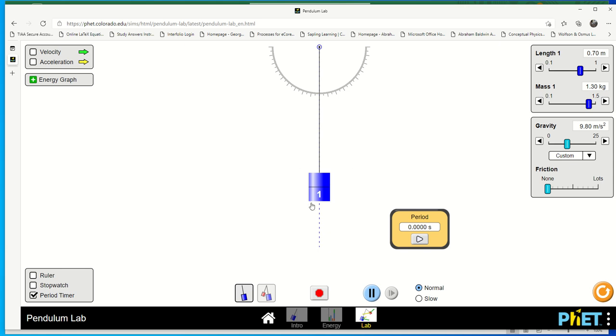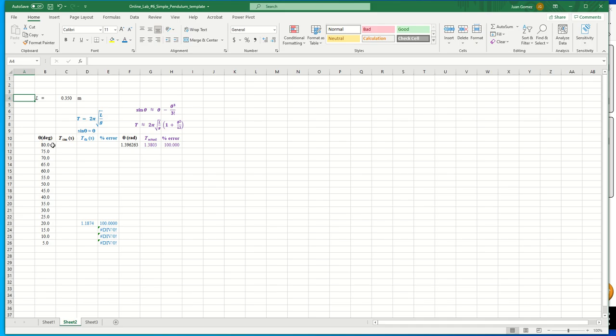Now notice what the simulation allows you to do. When I move the pendulum, you can set your theta: 24, 40 degrees, 51, 60. So what we're going to do is set theta starting at an angle of 80 degrees, in the theta column, starting at 80, 75, 70, all the way down to 5.